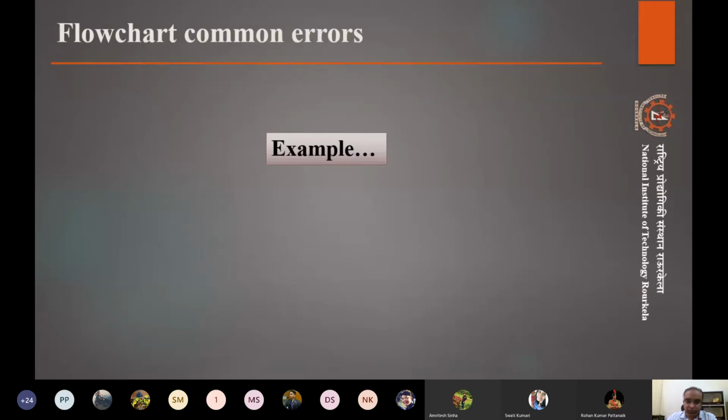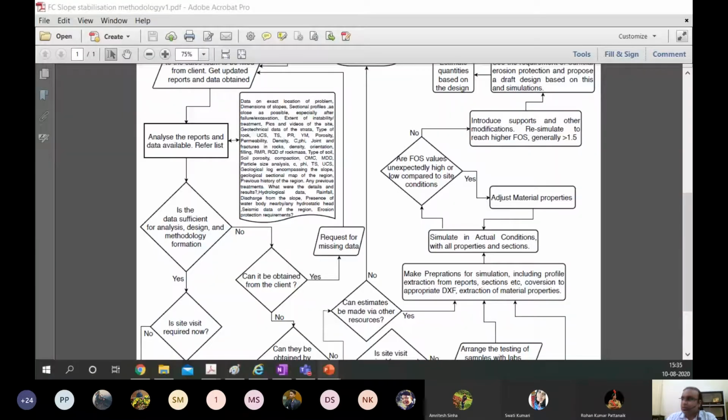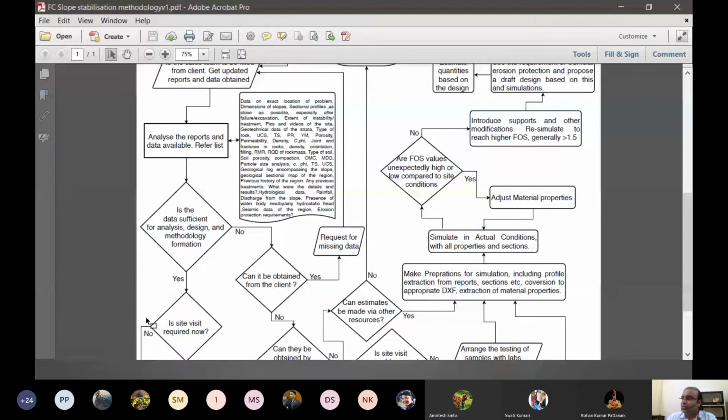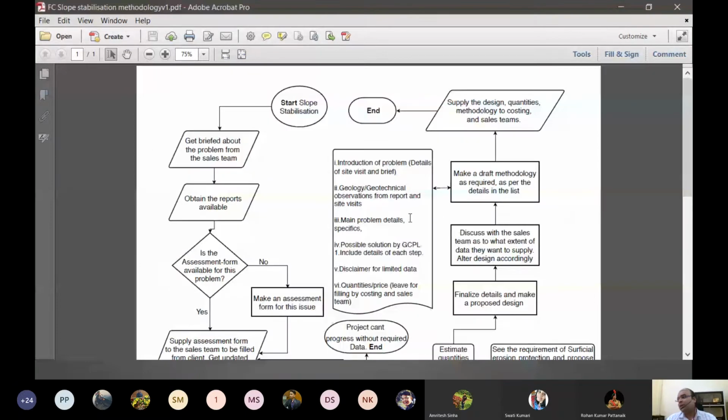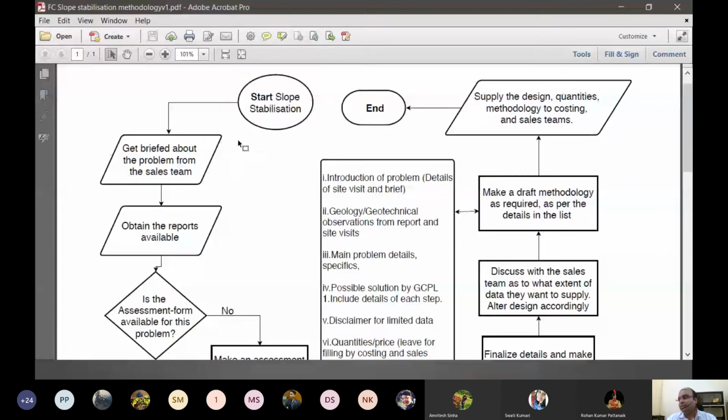And now I want to show the example that I was talking about. This is a flowchart that we developed for slope stabilization work, for deciding what to do, how to proceed, if we get a project, and so on.